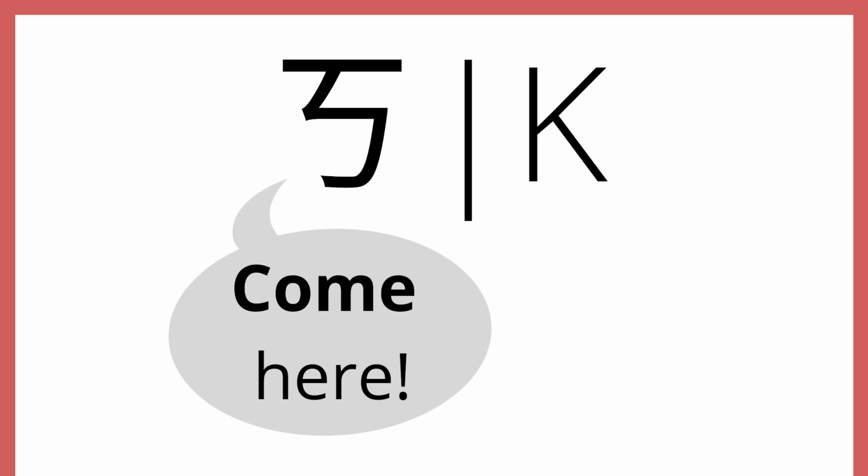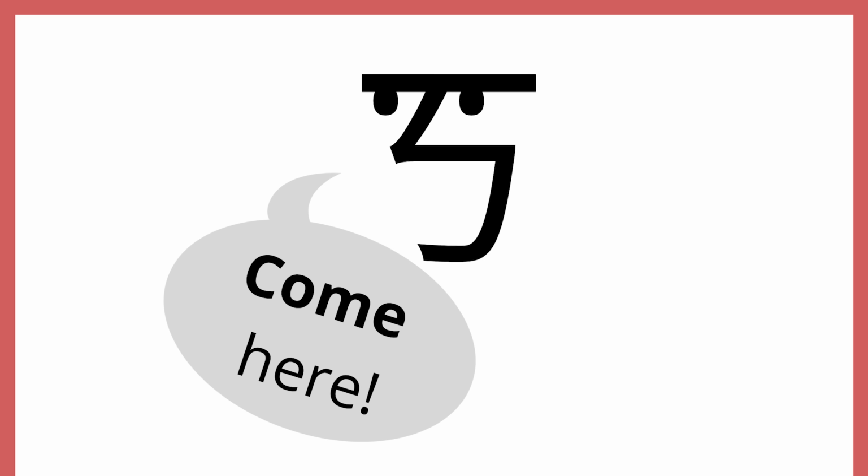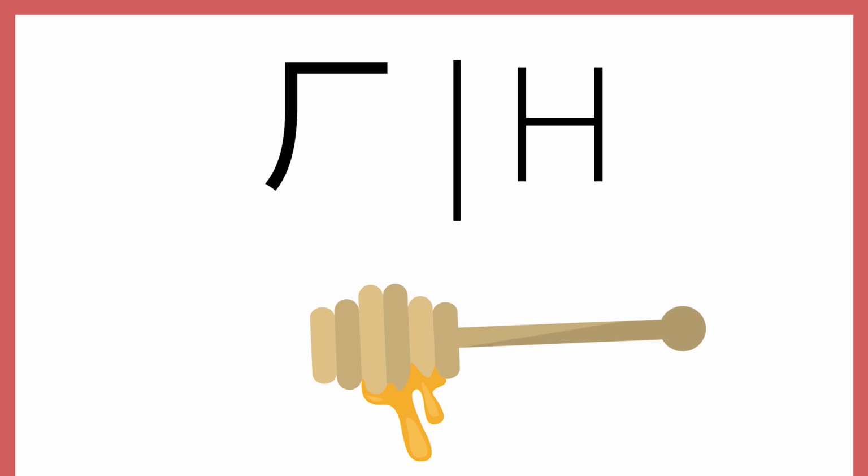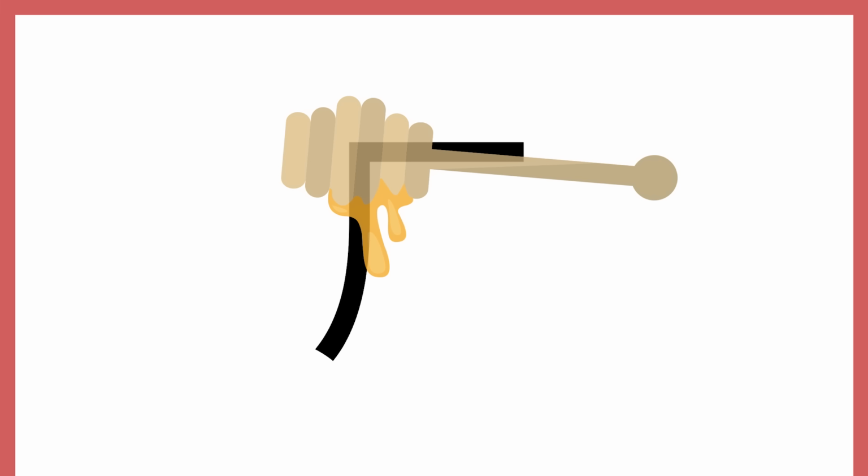For k, think of a cross person saying, come here, then get rid of the amir, and you get k. In pinyin, k is represented by a k, and the zhuyin looks like an angry face with an open yelling mouth. Now, h is like honey without the ani, h. In pinyin, it's an h, and in zhuyin, imagine a wand dripping honey, like this.